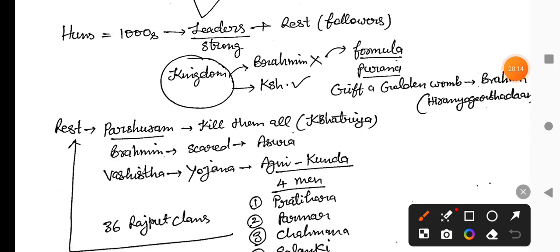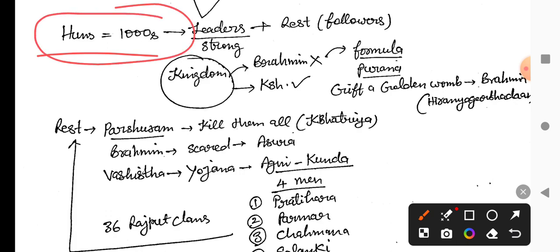After the tripartite struggle, we will study in the next session, okay. So you will be aware of the rest of the historical period. So the Huns were also divided, they were crowded, like 1,000 individuals were there, and some are leaders, that means strong leaders, and the rest are followers.